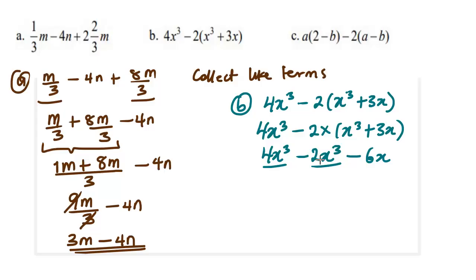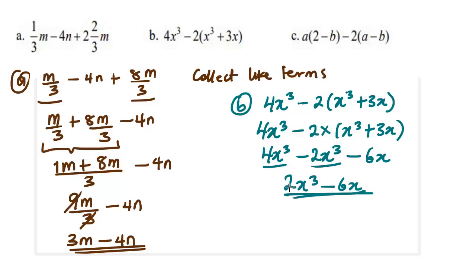So 4x cubed minus 2x cubed will give us 2x cubed. Then minus 6x. So that is how we got 2x cubed minus 6x. So that is that. So this is the simplified form. However, we can still factor. This is a very good answer, but we can still solve it further.